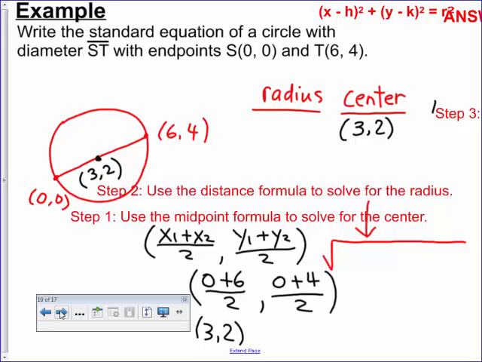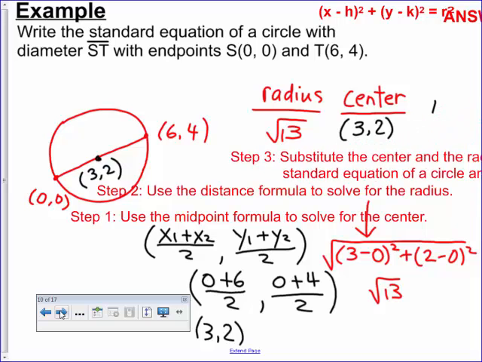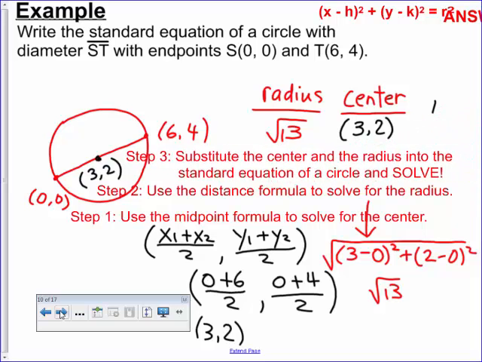So we're going to do x1 minus x2, the whole thing squared, plus y1 minus y2, the whole thing squared. If you do it correctly, you should get the square root of 13, and that is your radius. Put it right back in the chart. The final step is to plug it back into the formula. So substitute the center and the radius into the standard equation of the circle and solve.